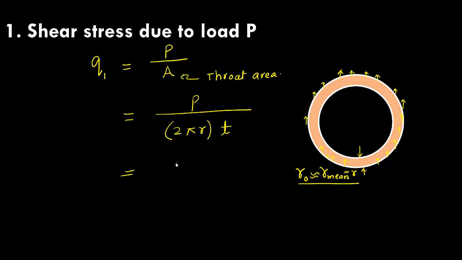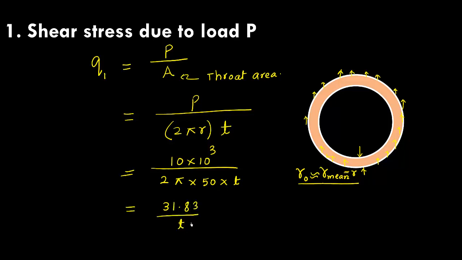So if I plug in all these values, P is 10 kilonewton, divided by 2 pi, and R is 50 mm, and T is the throat thickness, which is the unknown quantity in this case. If I calculate this, it turns out to be 31.83 divided by T Newton per millimeter square. So this is the shear stress due to load P, and this is equal to Q1.